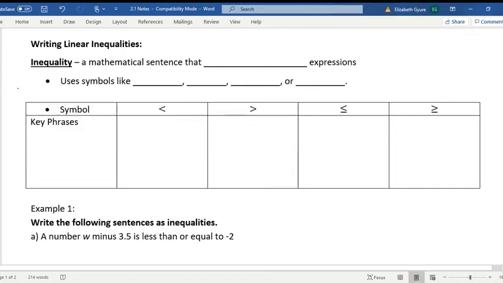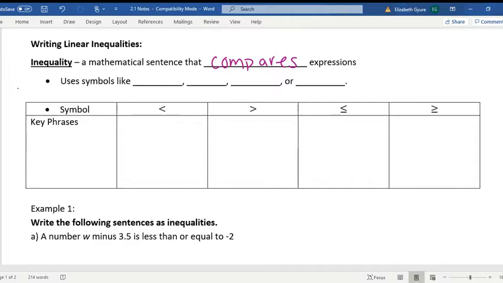An inequality is a mathematical sentence that compares expressions. So again, guys, if you don't have a hard copy of this yet, that's okay. You could have either printed it out or write it down on a sheet of paper. If you're an A through K student, you'll get yours tomorrow.